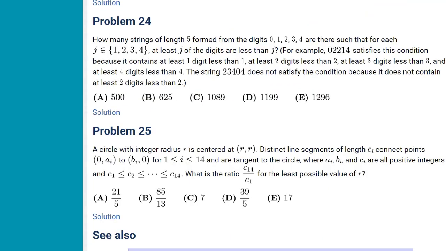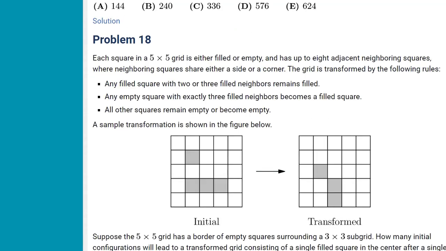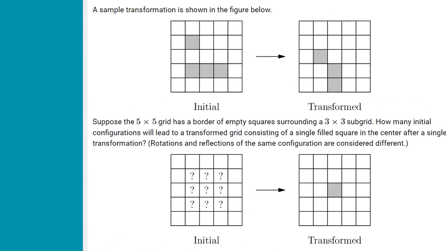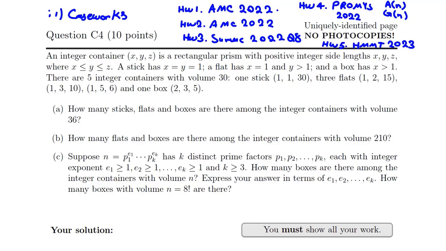For AMC 2022 12A problem 24, it is a casework problem. For AMC 2022 12B problem 18, again, it is a casework problem. So try these 2 problems. So I told you these two problems, the SUMAC problem, the last problem, and the PROMYS problem I've explained. For the Harvard MIT Math Tournament, I should find it.